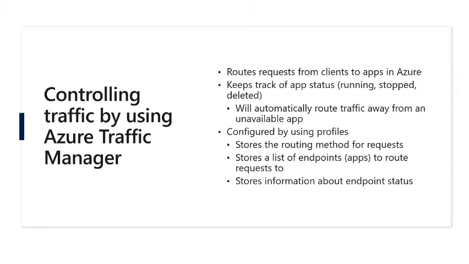To configure the control of app service app traffic, you create a profile in Azure Traffic Manager and then add the endpoints for which you want to control traffic to the profile. Your app status, then, whether it's running, stopped, or deleted, is regularly communicated to the profile so that Azure Traffic Manager can redirect the traffic accordingly. So it's really useful to keep watching your app.